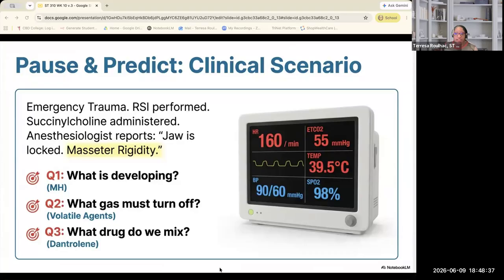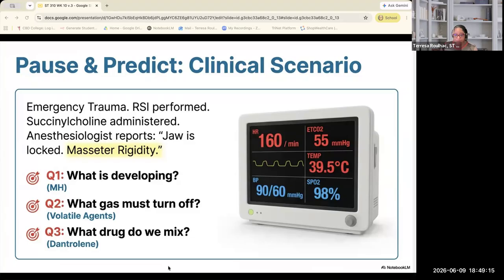Now, finally, what medication should the team begin preparing? Think about the antidote. What is the antidote for what we suspect? Correct, dantrolene. If you look at the monitor values on this particular slide, you'll notice additional clues. The heart rate is increasing, the end-tidal CO2 is climbing, and the temperature is beginning to rise.